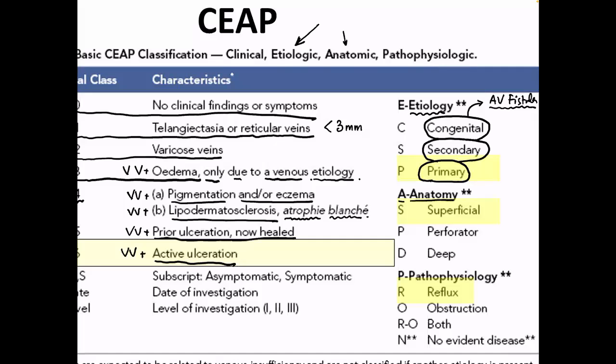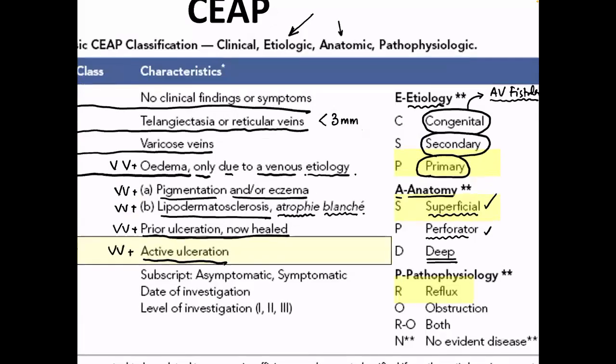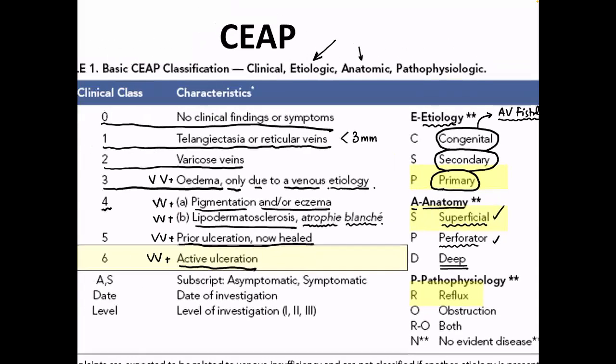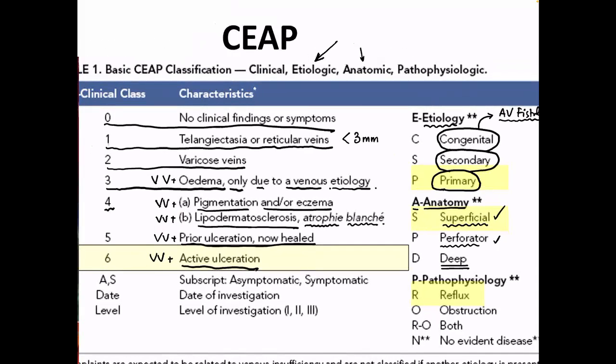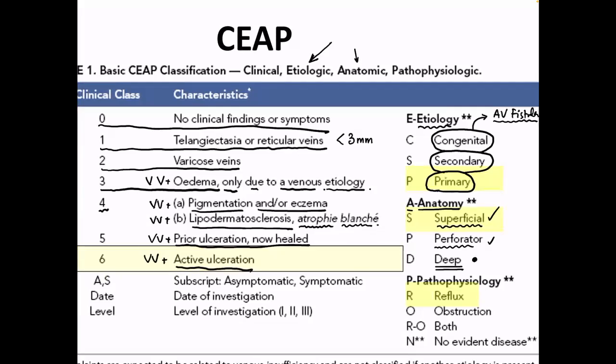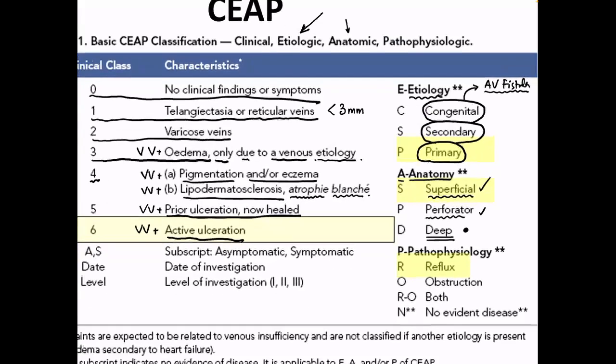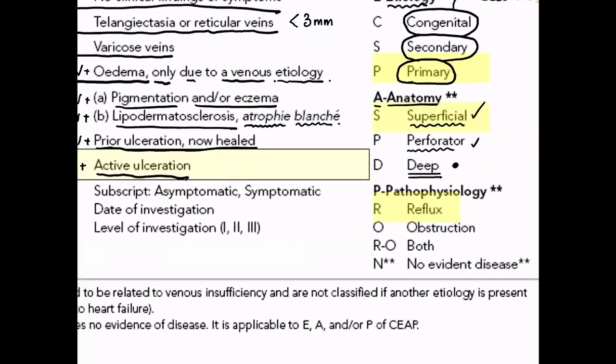Anatomy. So varicose veins of the superficial system are S. Varicose veins of the perforator are P. But if there is also a deep vein involvement, say for example a deep vein thrombosis, it is also to be mentioned as D. Now I'm making things very complex, I know that. Hence I told you this is not basically MBBS MCQ.